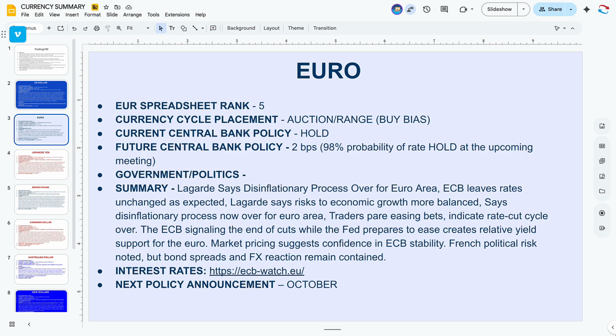The ECB signaling that's it. So market pricing suggests confidence in ECB stability. French political risk noted, although that has not been in the papers this week at all.